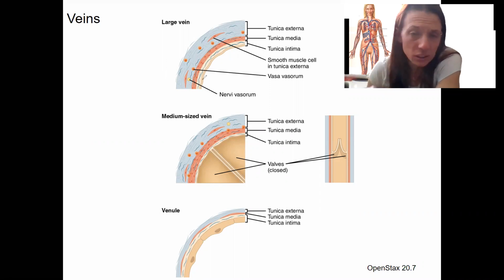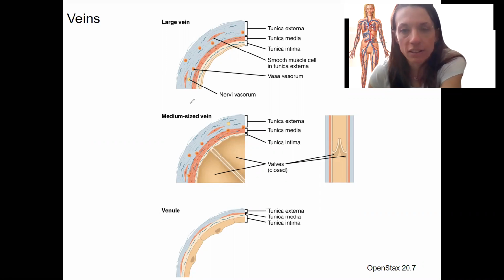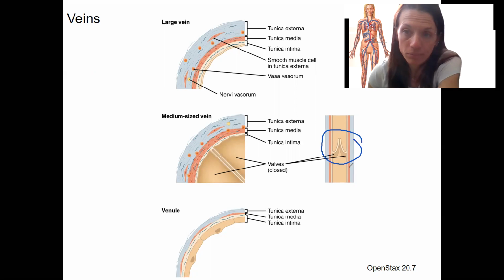I don't need you to know really that the whole thing is bigger. Both large and medium veins are pretty floppy, as you remember from that histology slide. There's definitely less tunica media, that smooth muscle, compared to arteries. The other thing that's important in medium-sized veins is valves. There are valves in them. We'll come back to why these matter.